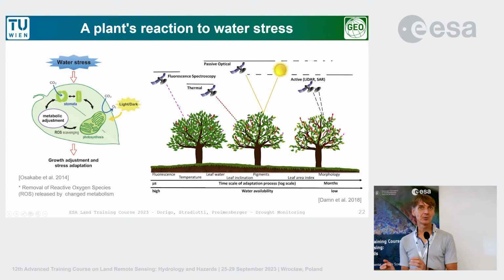You can measure fluorescence by various satellites. Now a FLEX mission is being developed by ESA. It's an Earth Explorer, which is the first mission really dedicated to measuring fluorescence of the canopy.